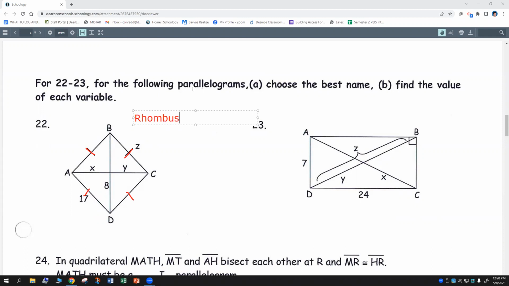Okay, B, find the value of each variable. So we know in a rhombus that the diagonals are perpendicular. So we know that this is going to be a right angle. Okay, and then we want to use the fact that this is a right triangle to solve for x. So we need to do x squared plus 8 squared equals 17 squared.